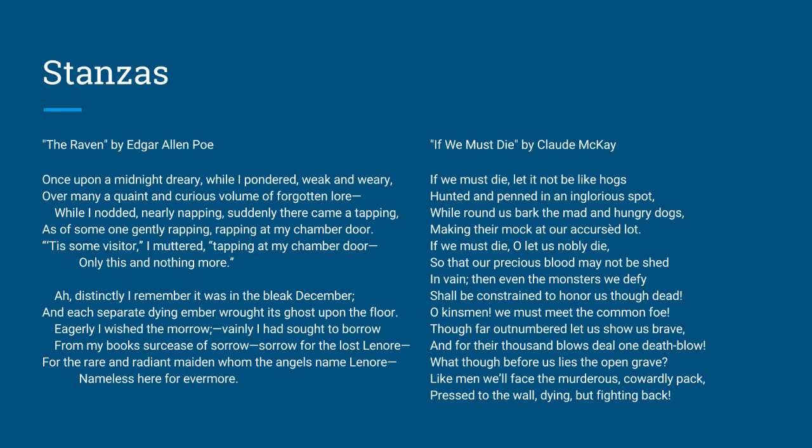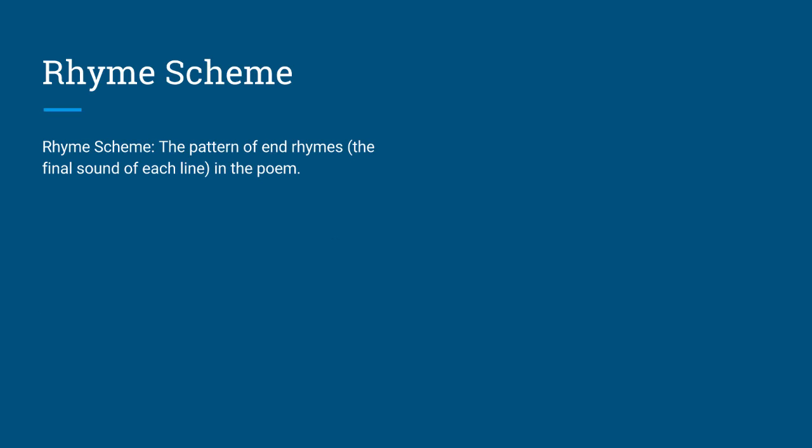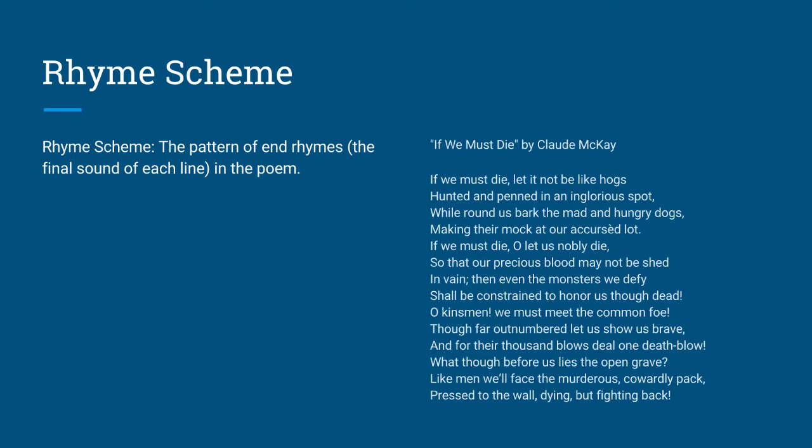Take another look at McKay's poem, If We Must Die. How would you describe the stanzic structure of that poem? Just because the poet doesn't provide extra space between the stanzas doesn't mean there aren't multiple stanzas. The other way a poet can create stanzic structure of a poem is through the rhyme scheme. By rhyme scheme, we mean what is the pattern created by the final sound of each line? What sound does that last word or syllable of each line in McKay's poem make? To make the pattern easier to see when analyzing a poem, we mark each different sound with a new letter. When we're done, we can clearly see the pattern.